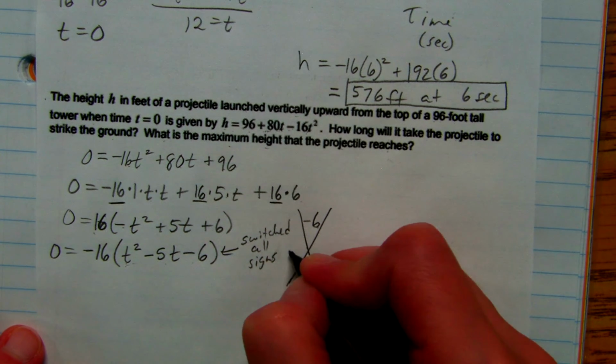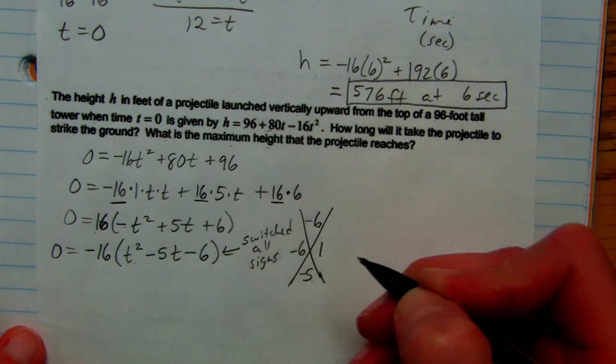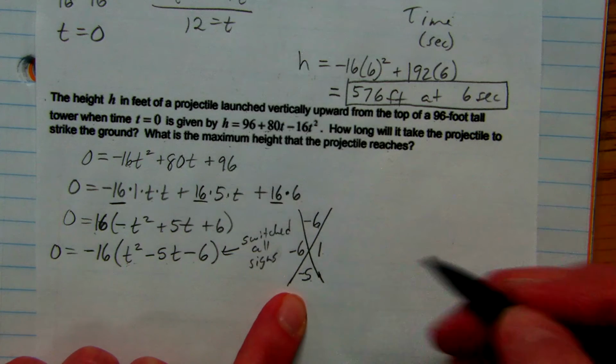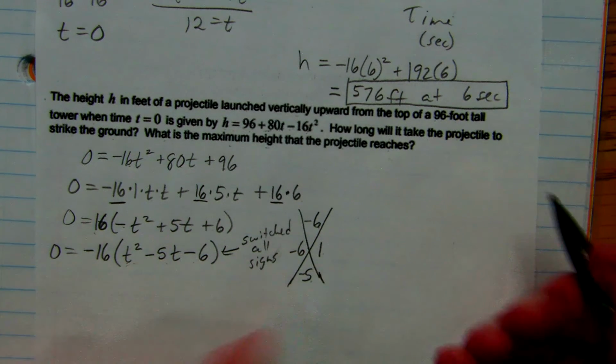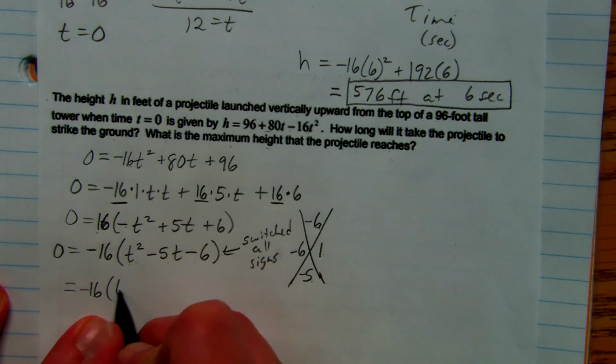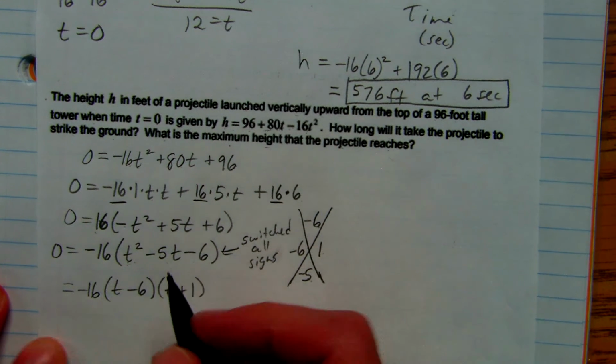3 and 5, 3 and 2. 3 and 2 doesn't work. So I have to have negative 6 and positive 1. Multiplies to make negative 6 and adds to make negative 5. 6s and 5s are the hardest because it depends on what the signs are. So I have negative 16 out here. I'm going to have t minus 6 and t plus 1 here.